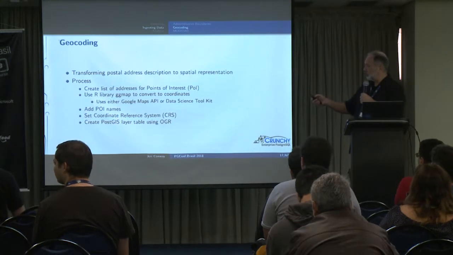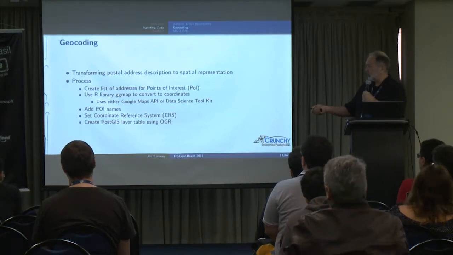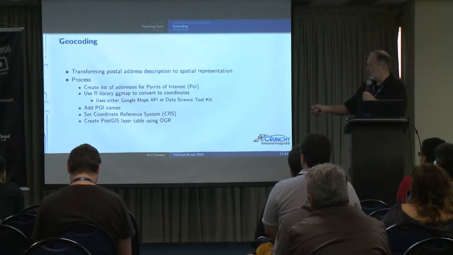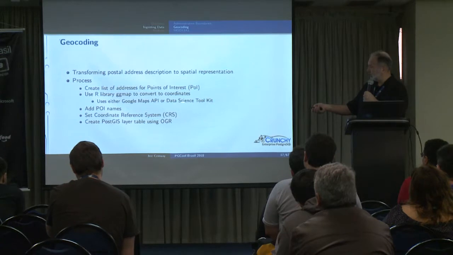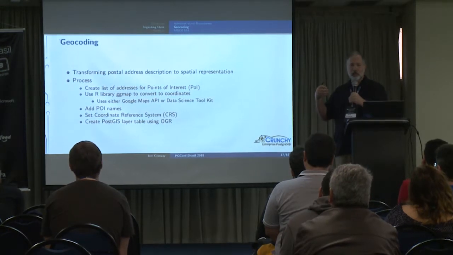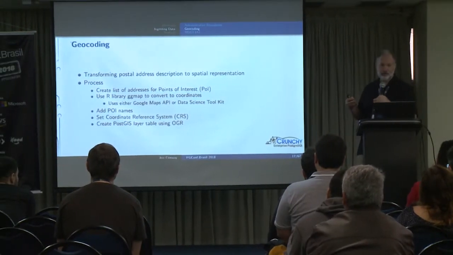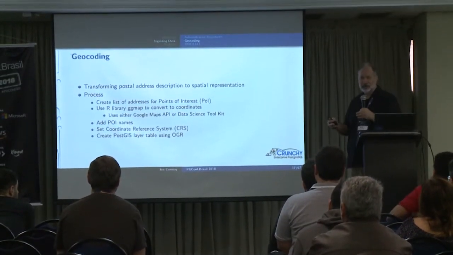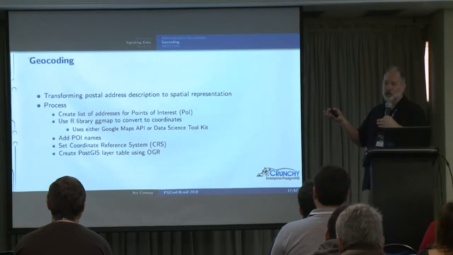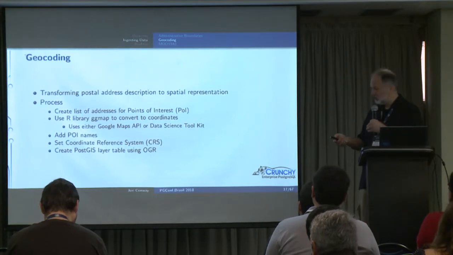The way I'm going to do this is create a list of addresses. I'm calling them points of interest. And I'm going to use another library in R called ggmap, which will automatically go out, again, to the internet, and use the Google Maps API or something called the Data Science Toolkit. Both of these are free services, but they're also both limited in how many geocoded points you can do per day. It's on the order of low thousands, I think. So it's not really small, but if you wanted to do millions of points, you'd have to do it over months. There are probably commercial services that would do this on a much larger scale.